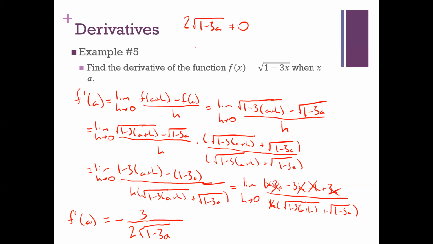You can't have the inside of the square root be negative. I also need 1 minus 3a to be positive. So I'm not going to figure out what the whole domain is, I just wanted to highlight the fact that we have a function, and functions, whether or not we say what they are, have domains. I need a to be bigger than a third for this derivative to exist.